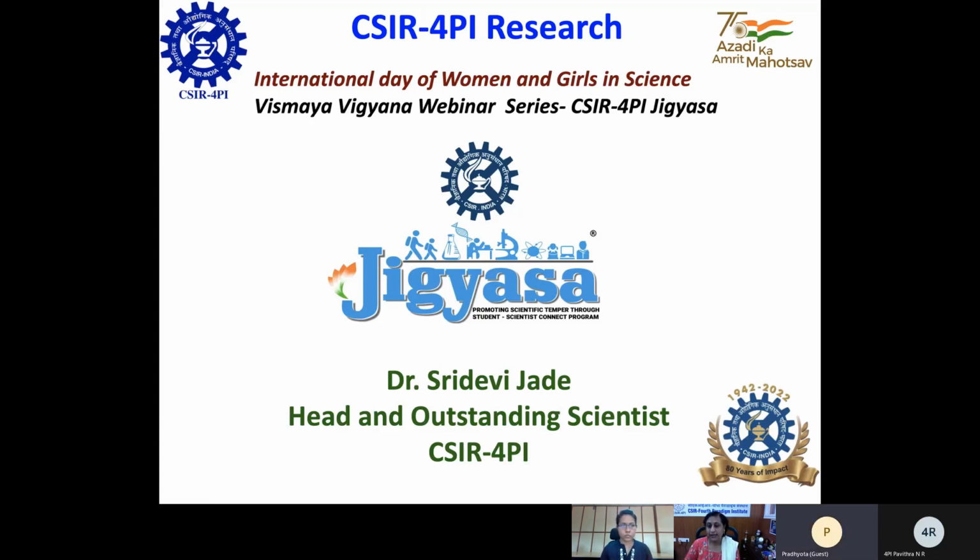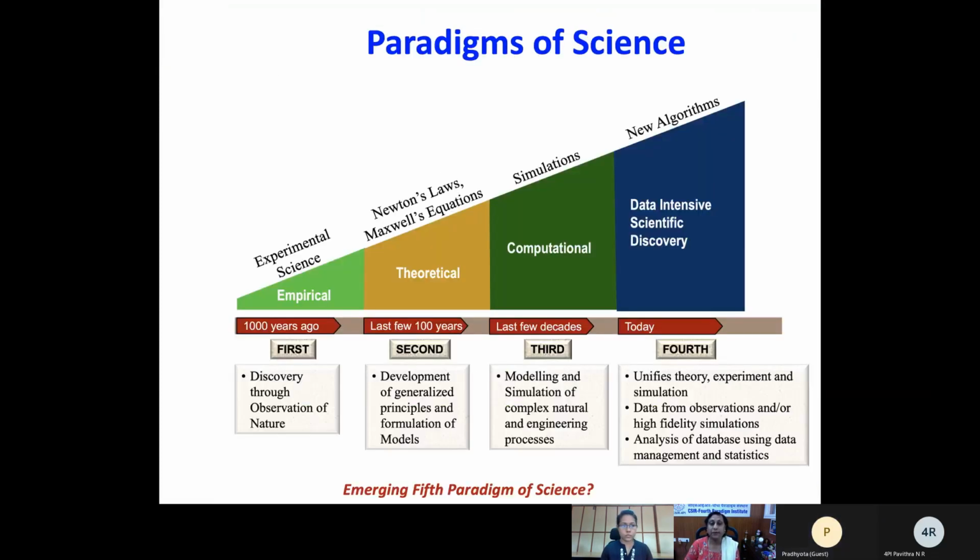So I would directly go to where we stopped yesterday. I have explained in detail what the first, second, third, and fourth paradigms of science are, and we are a fourth paradigm institute. So we are supposed to do data intensive scientific discovery, that is big data science.